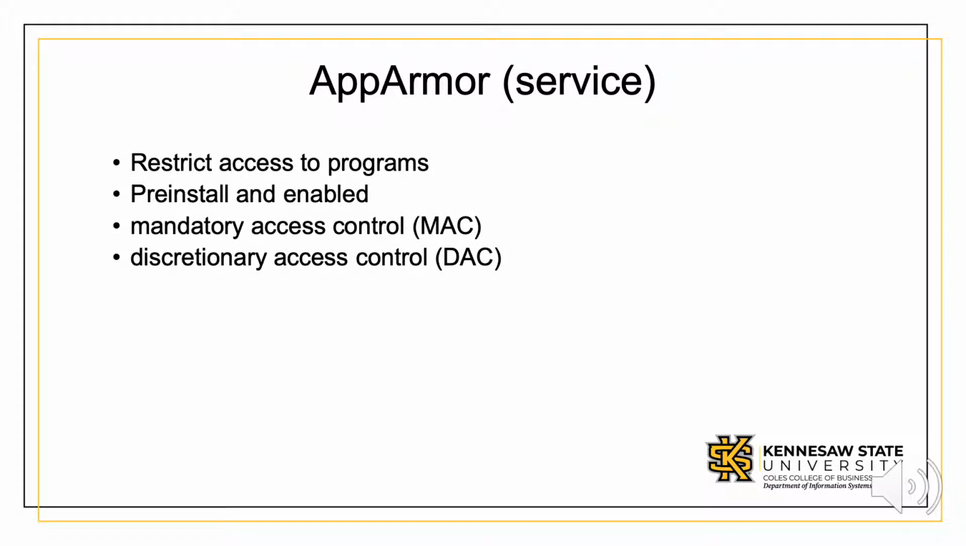AppArmor is a service used to restrict access to programs. It comes pre-installed on most Ubuntu packages, specifically 18.04.3, which is what we're using in this course. It acts as a mandatory access control and a discretionary access control, which allows system administrators to decide what ports, what security, and how they want to control their servers.